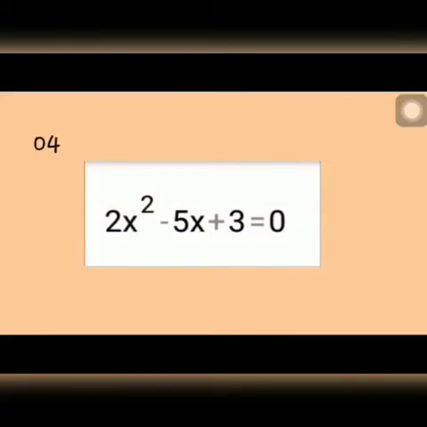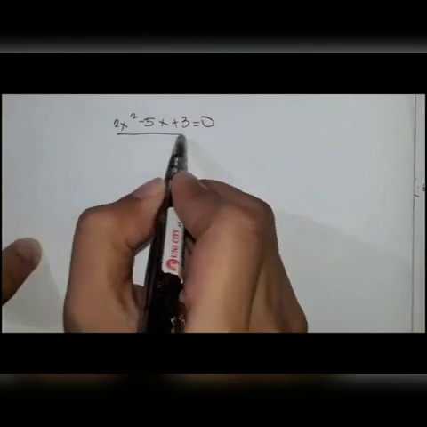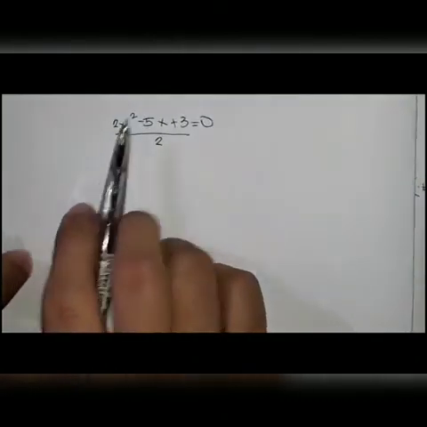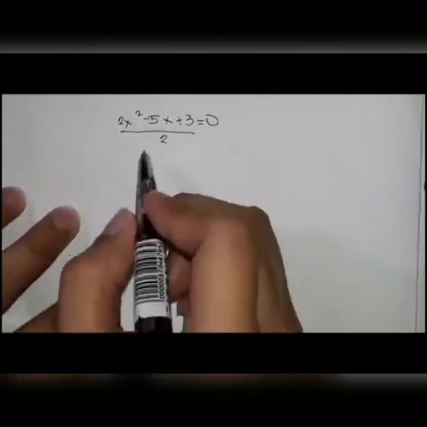Example number 4. 2x squared minus 5x plus 3 is equal to 0. So for our fourth example, we have 2x squared minus 5x plus 3 is equal to 0. So like before, we divide this whole equation by 2 since it's the value before the variable x here.